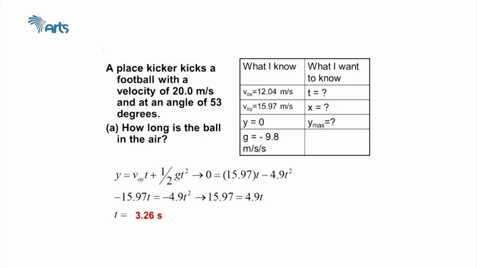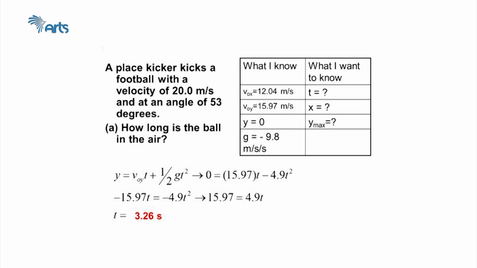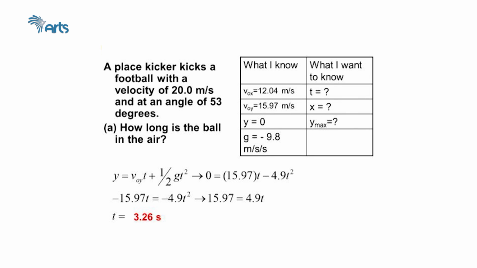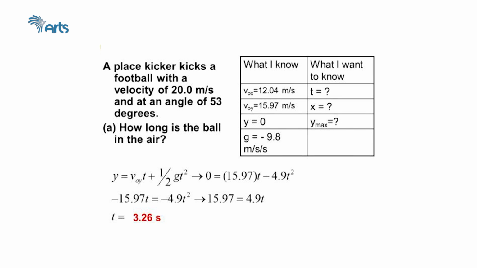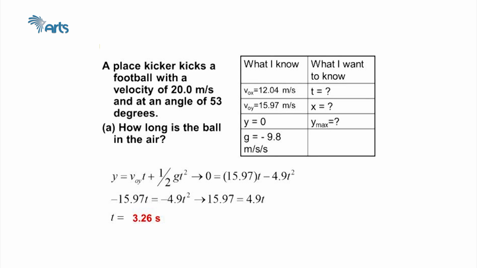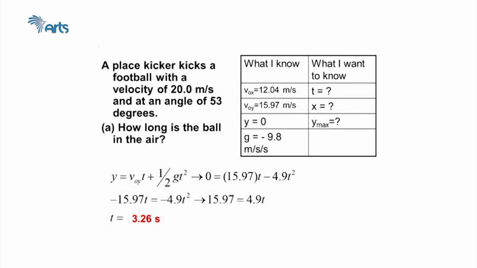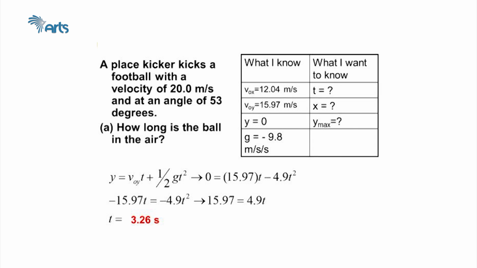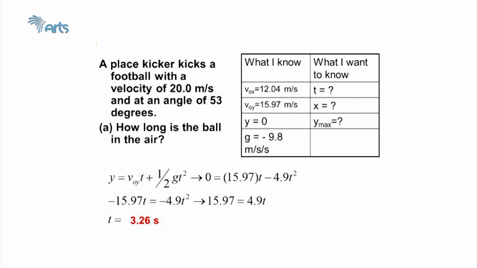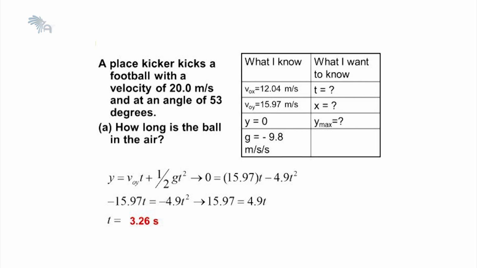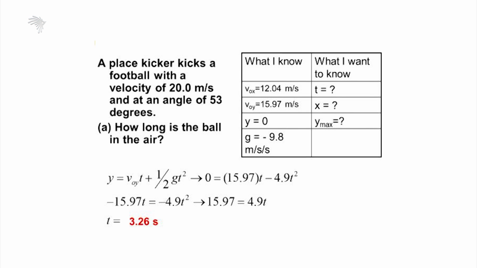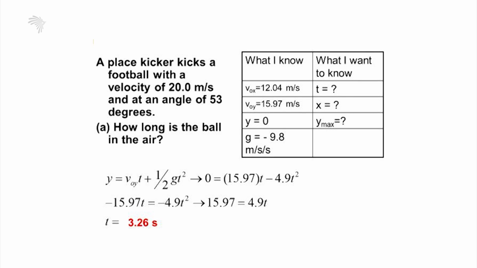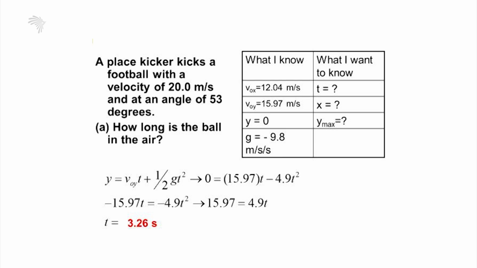Now, taking these values as given, to calculate the time taken by this ball in the air, y equals v naught y times t plus half g t squared. But initially it starts from level ground and finally it strikes the ground, meaning the final displacement y will be 0. Therefore 0 equals 15.97 t minus half of 9.8, which is 4.9, so it will be minus 4.9 t squared. You can rearrange this and calculate the value of t, and finally t equals 3.26 seconds.